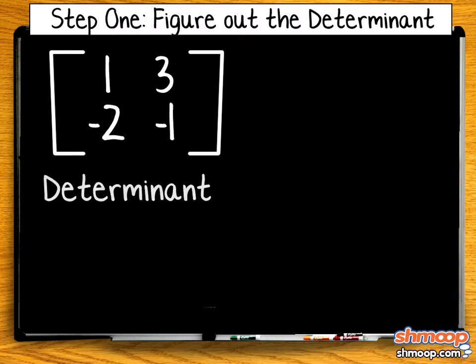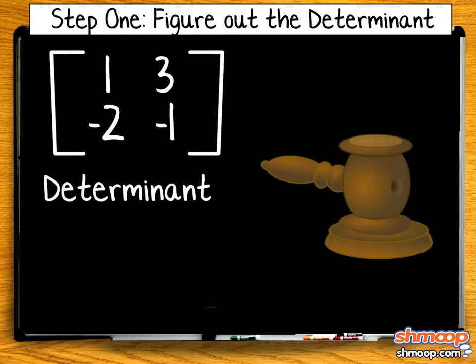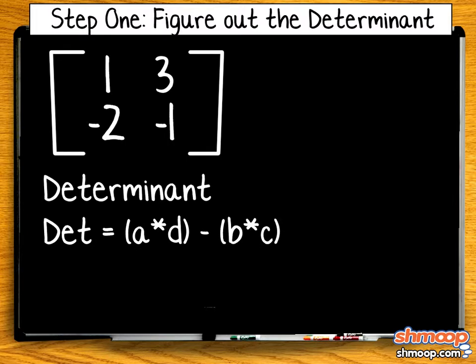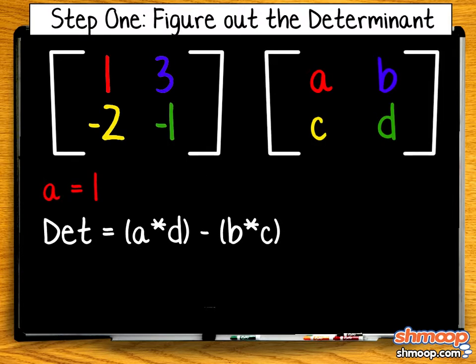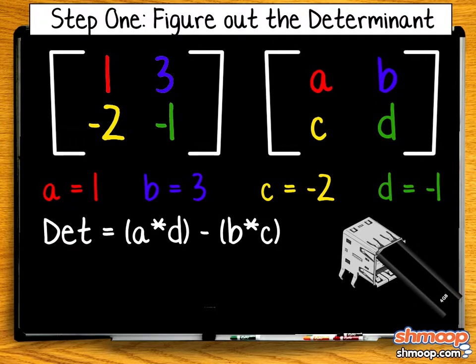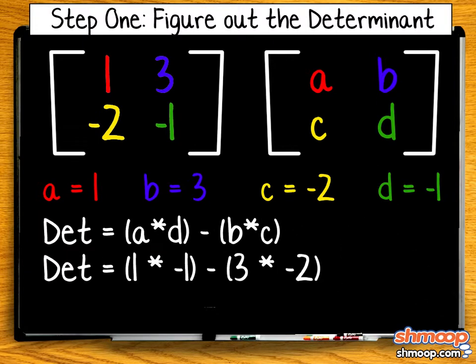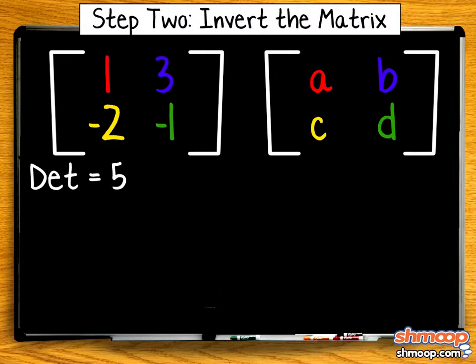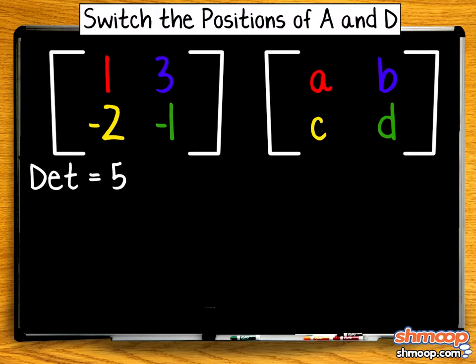First, we find the determinant, which we can do with this formula. A times D minus B times C. We can see that A equals 1, B equals 3, C equals -2, and D equals -1. So plugging this into our determinant formula, we see that 1 times -1 minus 3 times -2 gives us -1 plus 6, or 5.